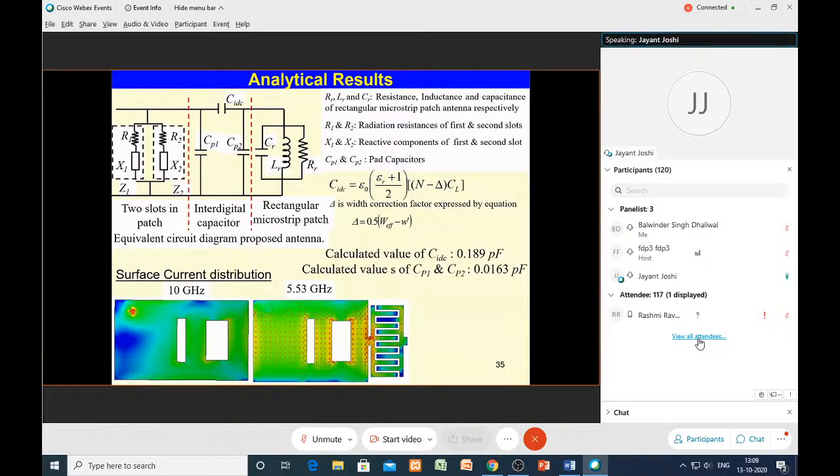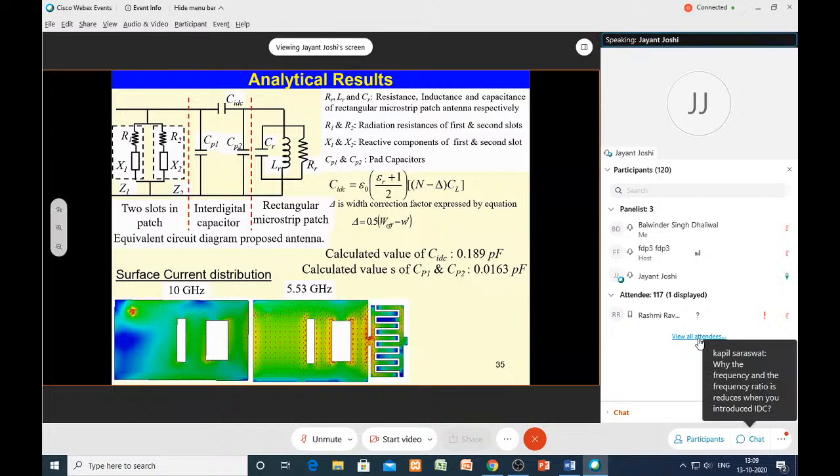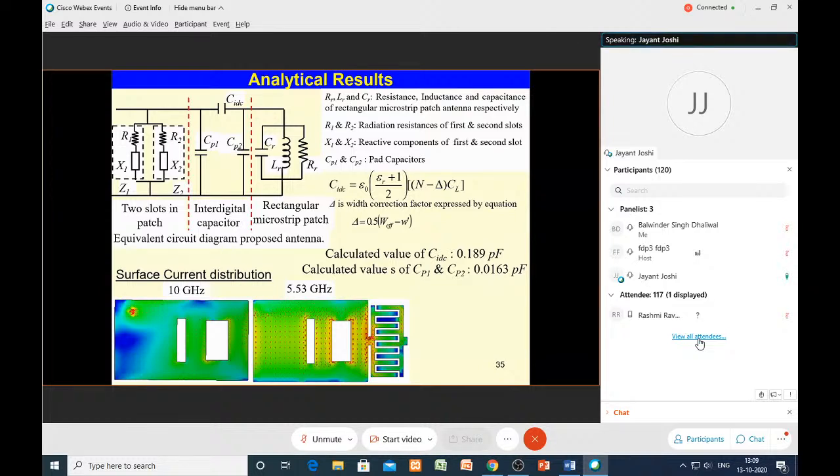Now the point comes. In my sequence of presentation, I discussed that we will talk about equivalent circuit analysis. Because what is the contribution of the designer, the antenna researcher or antenna engineer? The geometry you have used, you have to validate its result by equivalent circuit analysis. Here, if you see, the two slots are shown by R1, X1, which gives the impedance Z1. R2, X2 gives the impedance Z2. And the interdigital capacitor gives the IDC and two capacitors, CP1 and CP2, which are the pad capacitors. And this RLC is my rectangular microstrip patch antenna.